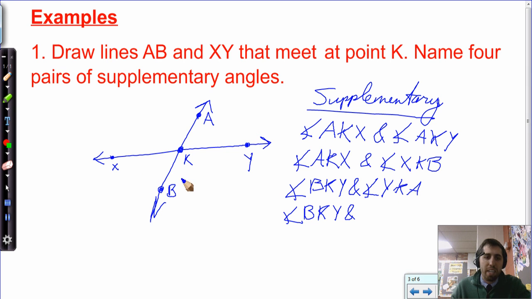And also, I'm sorry, my handwriting's so bad, BKY and BKX, that'll make the other straight line. So we got 4 pairs there of supplementary angles. We're just using our knowledge of supplementary angles. Together they make a straight line. They add up to a straight line. Those angles, when you combine them, will show a straight line, or 180 degrees.